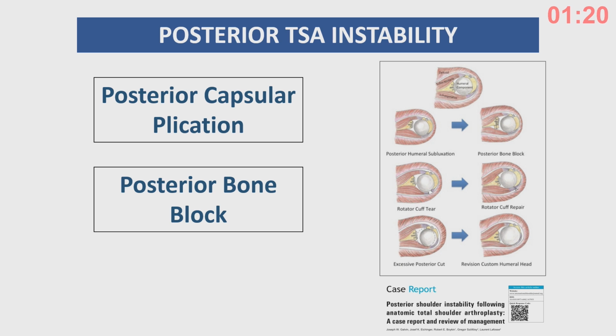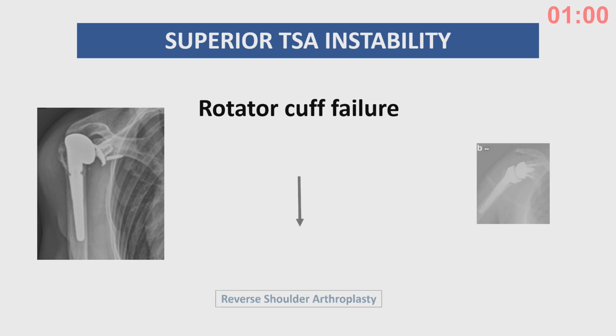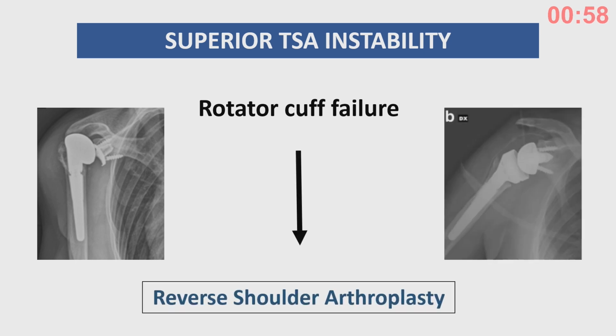But if it is still unstable, if it's a chronic posterior instability, there is just the case where we can do a posterior bone block, but it's quite an aggressive procedure. But the safest option is to convert to reverse. And again, in case of a superior instability, it is due to a rotator cuff failure, so we can have a degenerative massive cuff failure, so we have to convert to reverse.